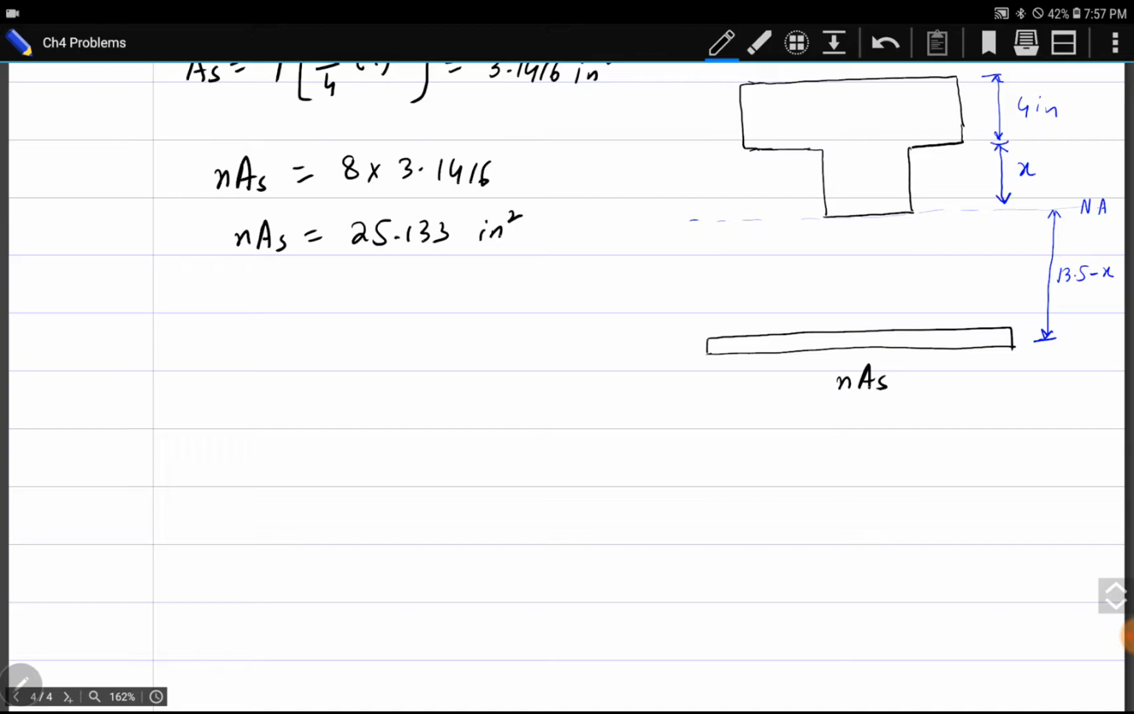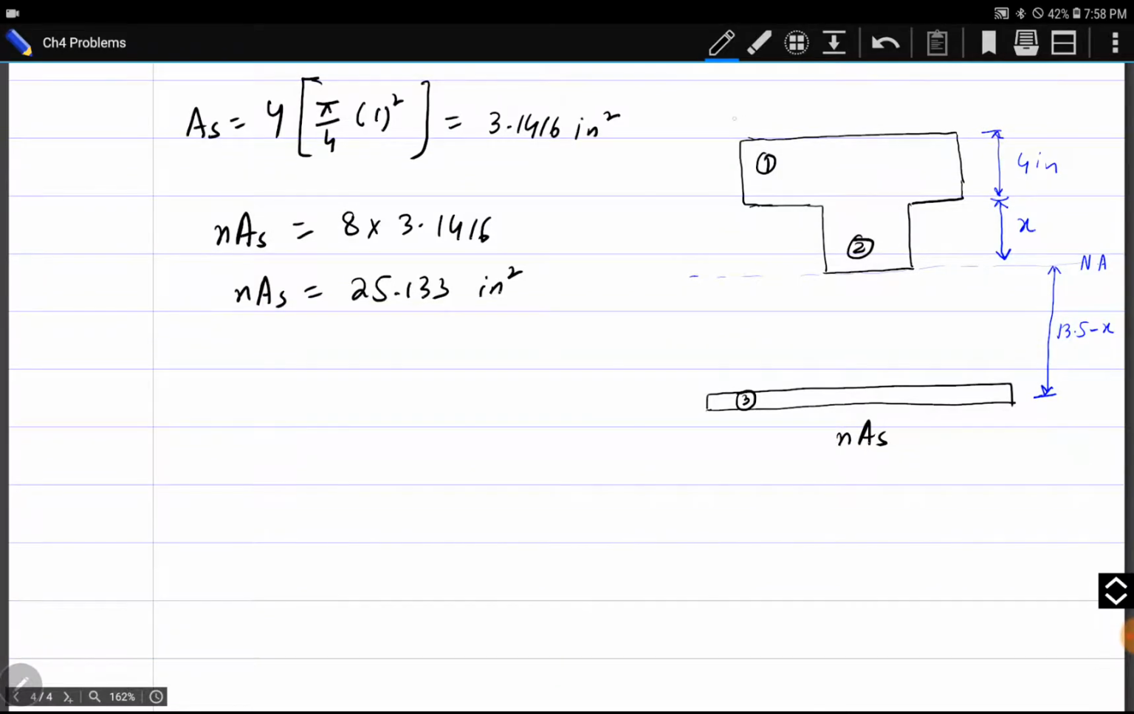Summation of first moment of area above the neutral axis minus summation of moment of area below the neutral axis will be equal to 0. Above the neutral axis we have two areas, area 1 and area 2. Below the neutral axis we have only a single area, area 3. Area 1 is equal to 24 into 4, and the distance of its centroid from the neutral axis is x plus 2.